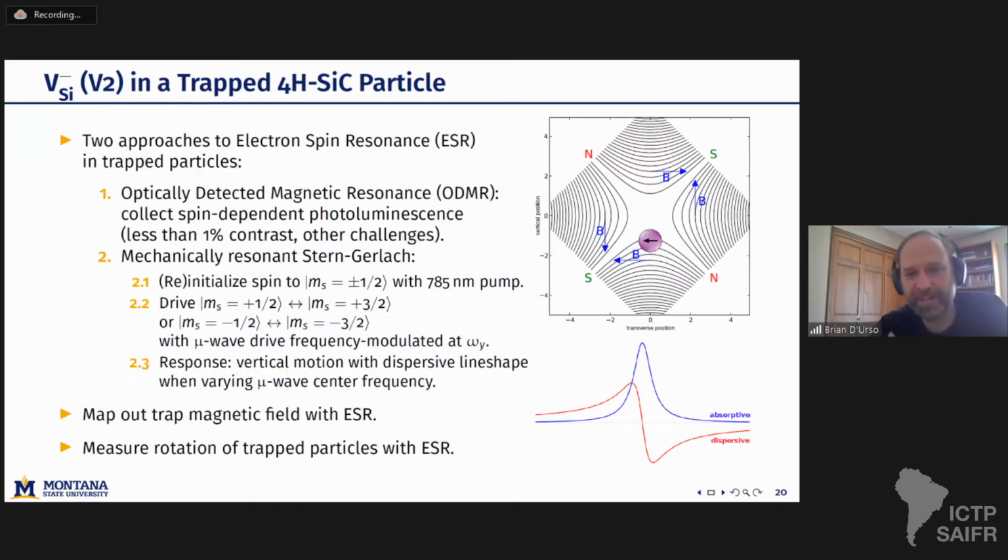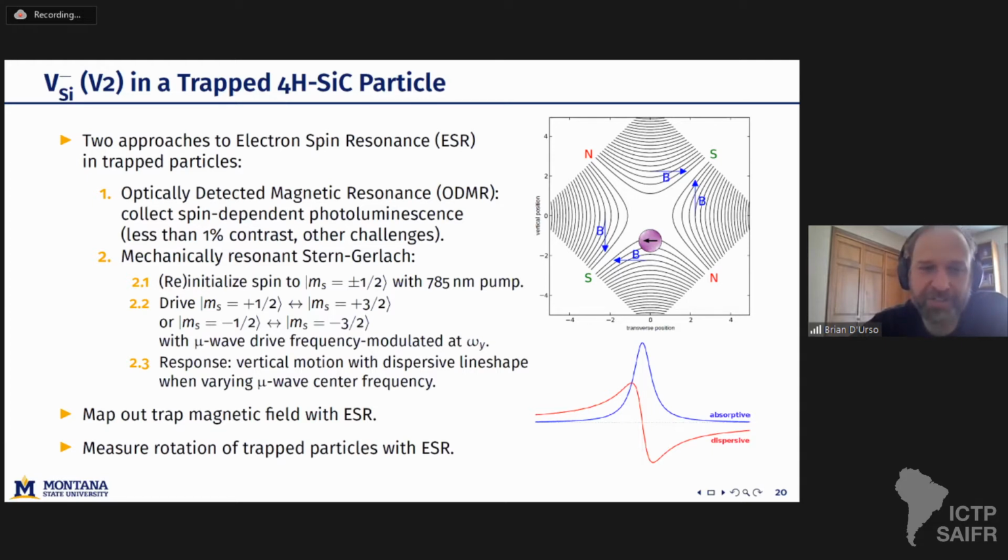We don't have any huge results in here, but here's what I really want to get to. Here's where we're going with this. We want to do electron spin resonance in trapped particles. We're not doing it yet, but we're working on it. There are 2 ways you could do that. You could do it with optically detected magnetic resonance, that is ODMR, in the trap, but the contrast is low and it's not really the way we want to go.